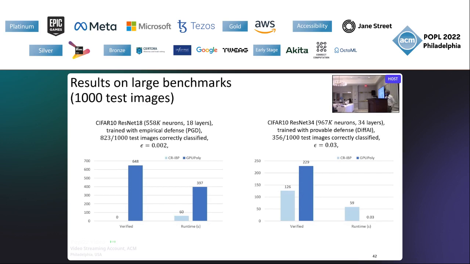So here, what you see is that even Crown IBP, which does not prove anything on ResNet 18, can actually prove a lot with this imprecise method if you train the network to be robust. So that is a grand challenge in general for all these methods: how to get networks that are accurate and robust at the same time. And you can actually prove them to be robust as well.